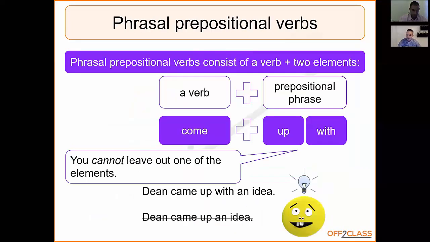The last group are the phrasal prepositional verbs. These tend to be used almost solely in informal spoken English, but just almost. There are some that can be used in a formal written environment. So here you have a verb and a prepositional phrase. To come up with, put up with is probably the most commonly used of these groups. And the main thing for a student to understand here is there are two elements. You cannot drop them no matter how you use it.